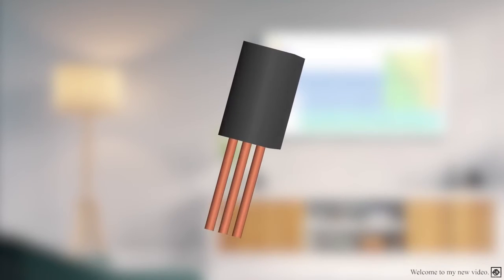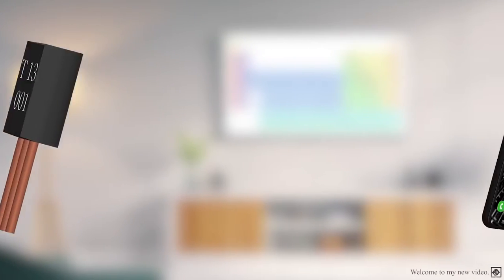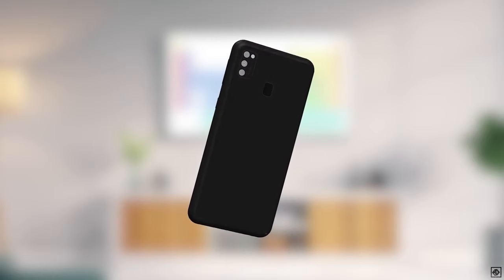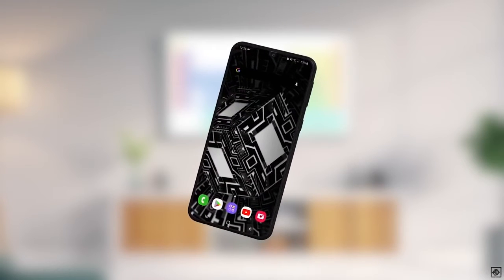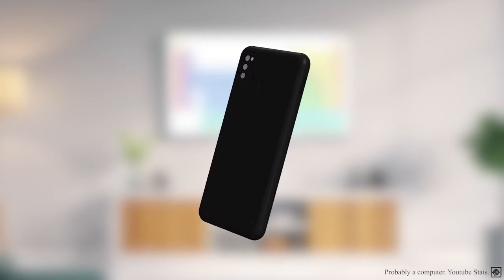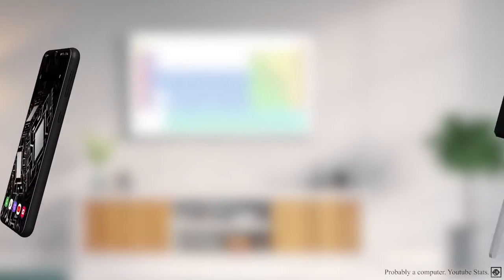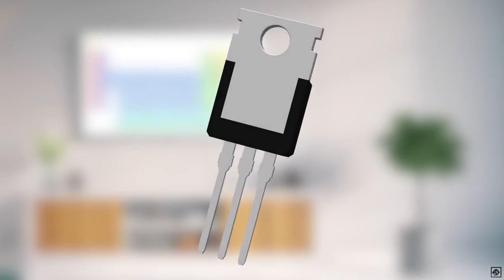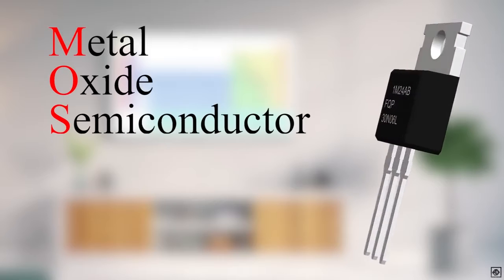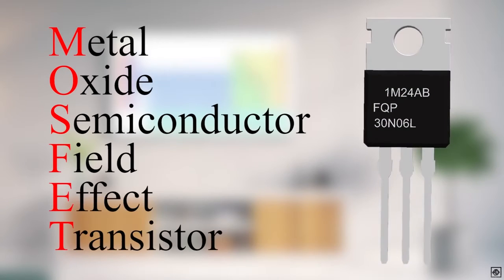Transistors are the basic building blocks of modern-day electronics. There are billions of transistors in the device which you are using to watch this video, mostly of which comprises field effect transistors. In today's video, we will be exploring one of the field effect transistors, which is the metal oxide semiconductor field effect transistor, or MOSFET in short.